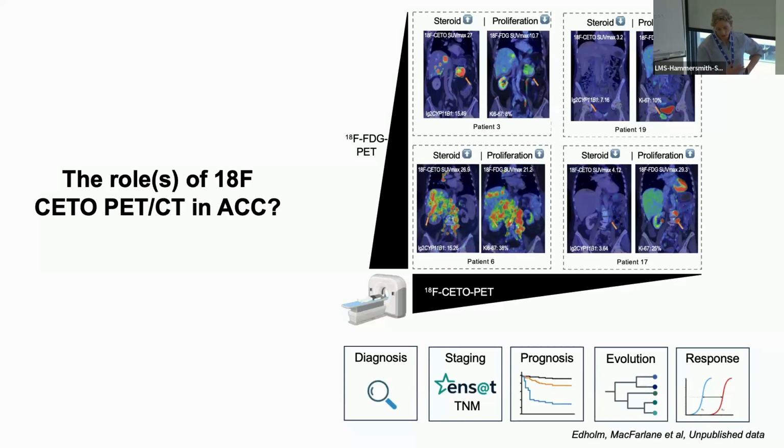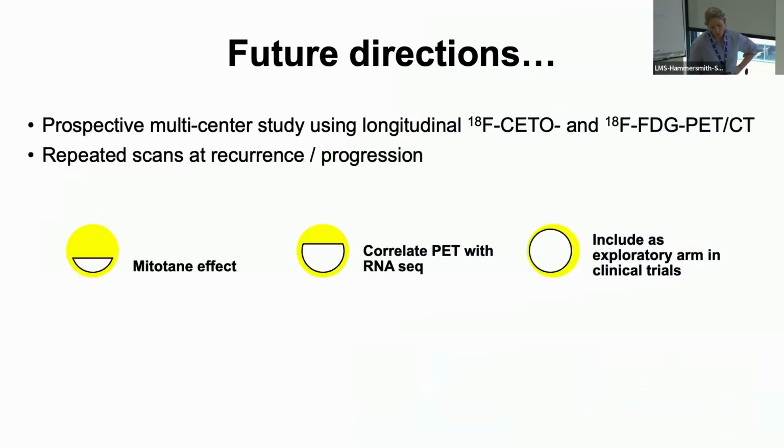So of course, any of our findings will need to be validated in prospective studies, but we do think that there is a role for 18F-CTO to study ACC biology in vivo, and particularly how that biology is potentially shaped by both time and treatment. So I think, as I say, there is a need for prospective multi-center studies using longitudinal 18F-CTO plus or minus 18F-FDG PET-CT to see if we can better stratify prognosis for these patients using these PET tracers.